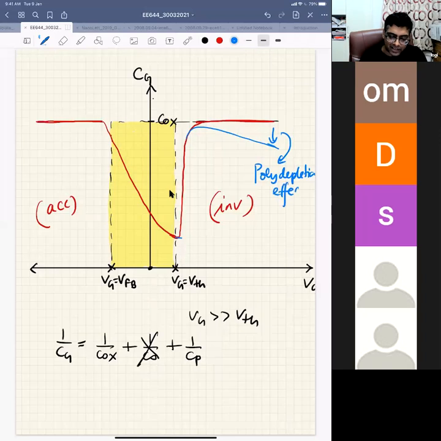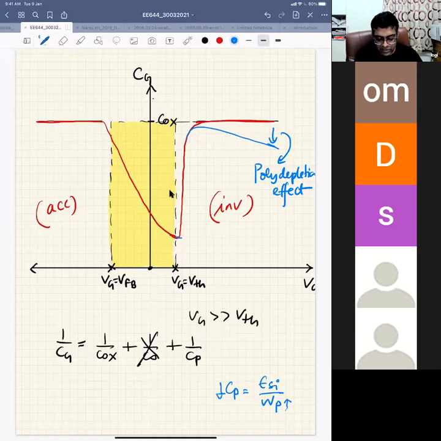Poly depletion effect, right? This is because of silicon poly depletion, and this is typically observed in NMOS transistors, right? You assume that we'll saturate at COX, but it will not saturate at COX. You see a gradual fall because as you go on increasing the gate voltage, your CP will change. CP is nothing but epsilon Si by WP, right? Because of the poly depletion effect, your WP will increase, your CP will reduce.